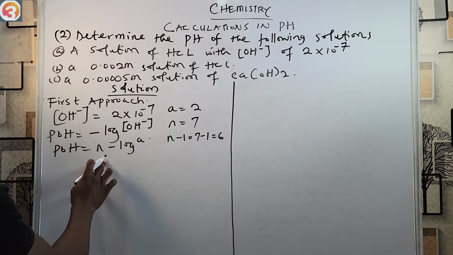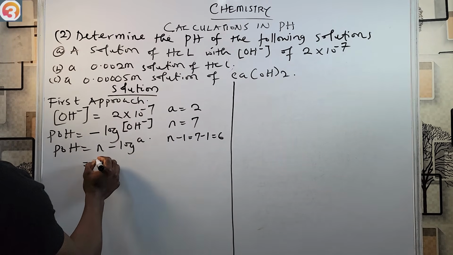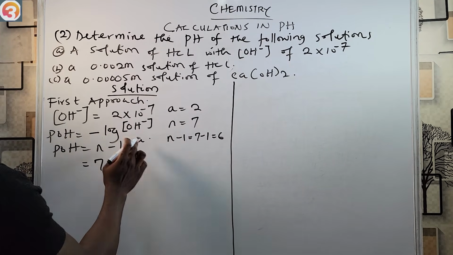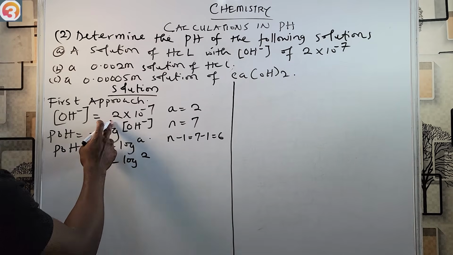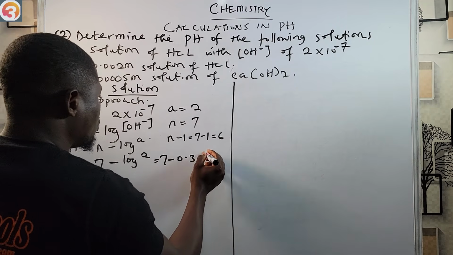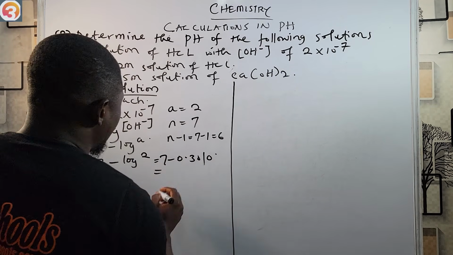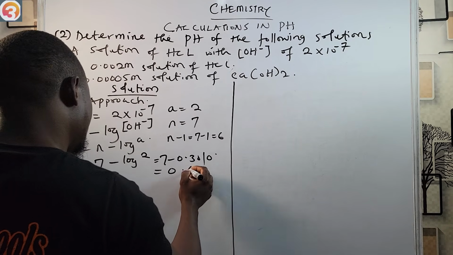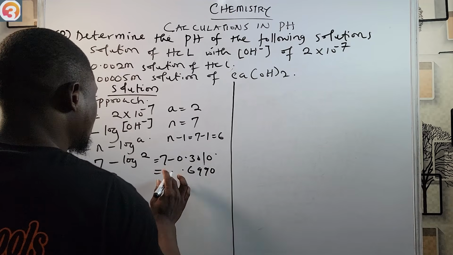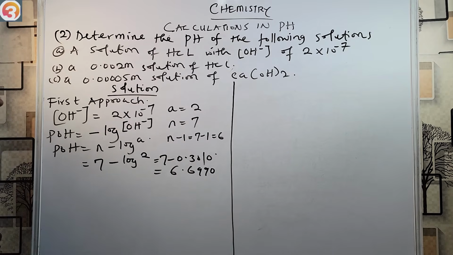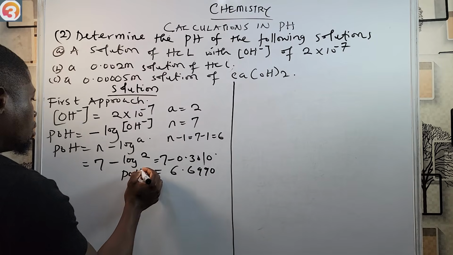Now, let's go. What is N? Our N is 7 minus log A. Log A, that is log 2. A is 2. So I'm going to have 7 minus, what is log 2? 0.3010. All right, so if you subtract, 7 minus 0.3010 is 6.6990. So having gotten that, we have gotten our pOH to be this.